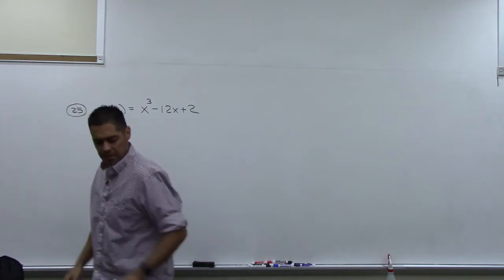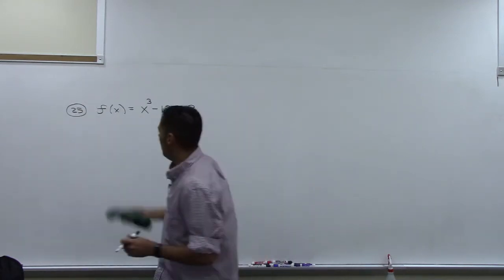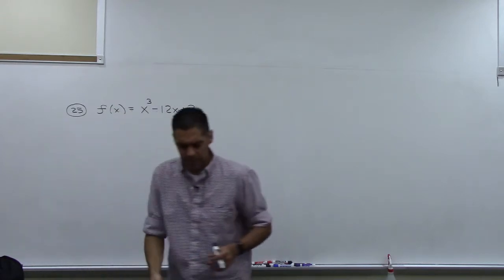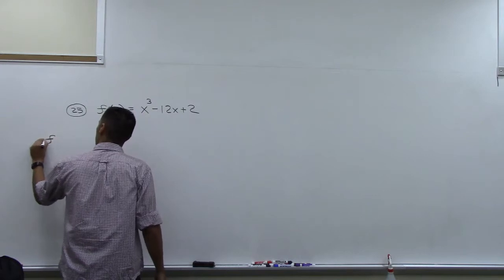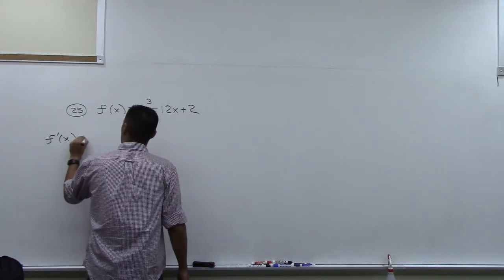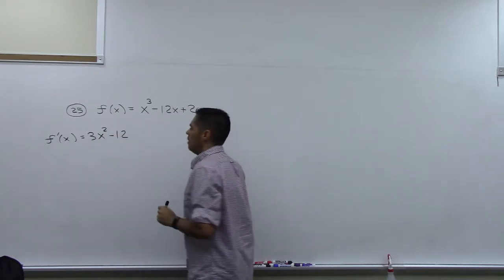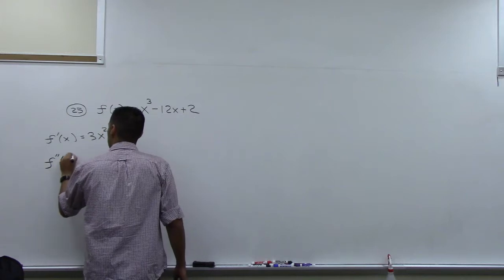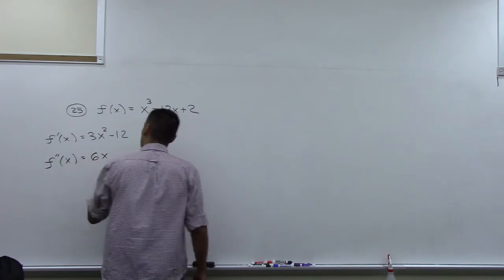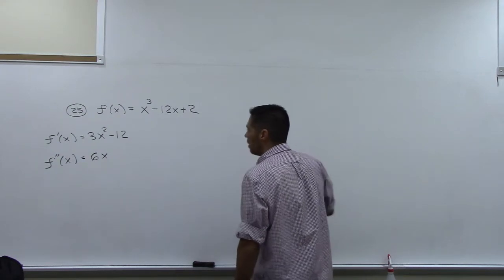All right, so let's start out. We're going to need the first and second derivatives to do this. So let's go ahead and get the first and second derivatives. The first derivative of this function is 3x squared minus 12. The second derivative of this function is 6x.